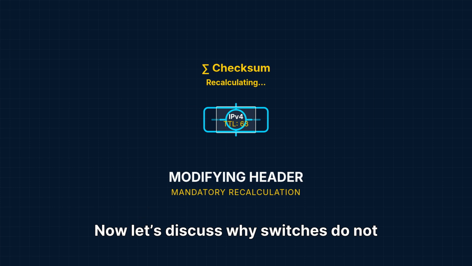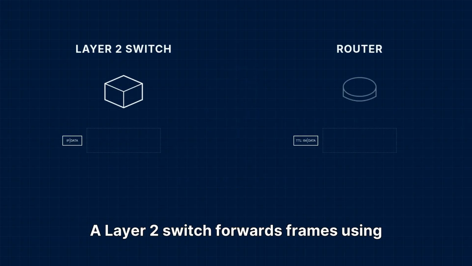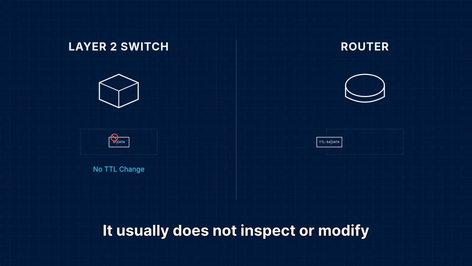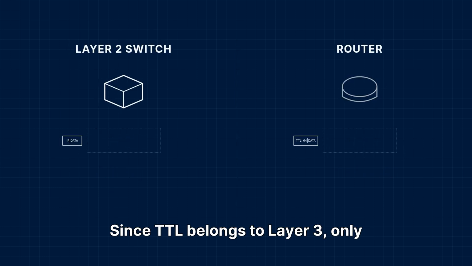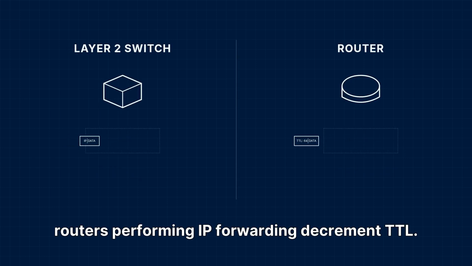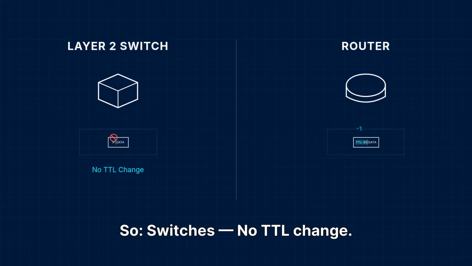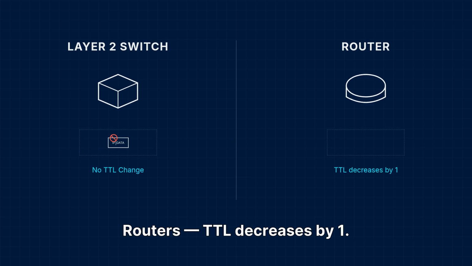Now let's discuss why switches do not decrement TTL. A Layer 2 switch forwards frames using MAC addresses. It usually does not inspect or modify the IPv4 header deeply. Since TTL belongs to Layer 3, only routers performing IP forwarding decrement TTL. So switches, no TTL change. Routers, TTL decreases by 1.